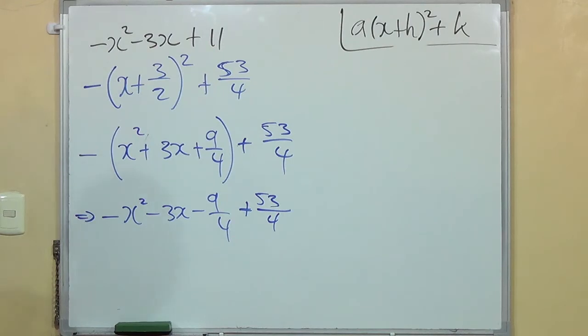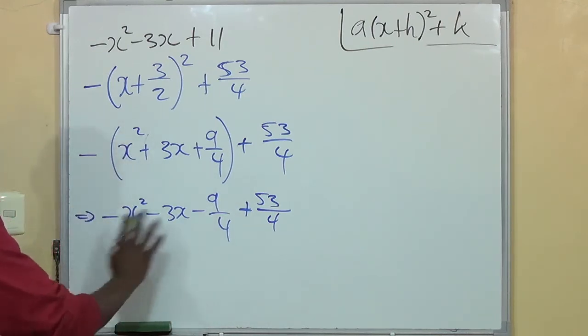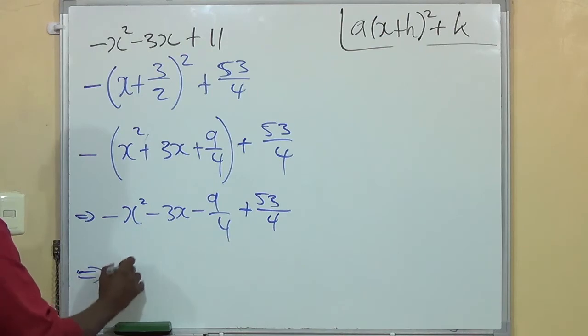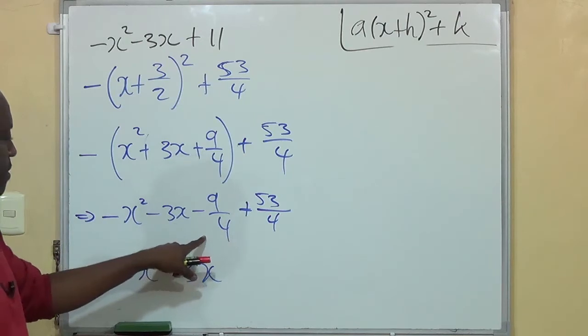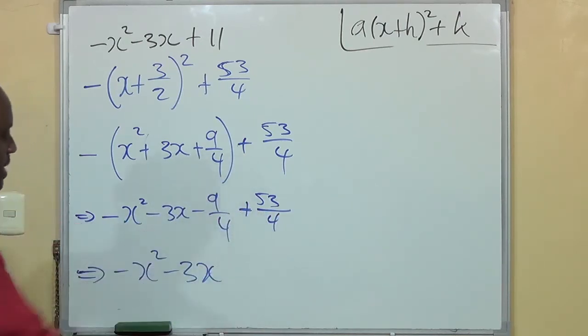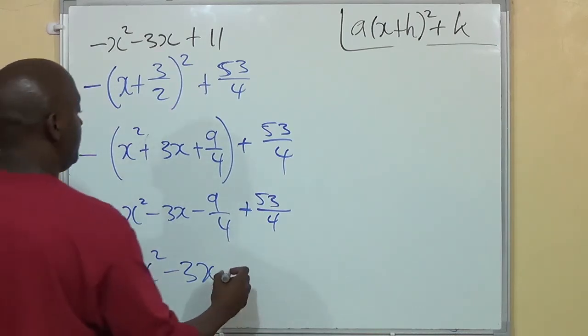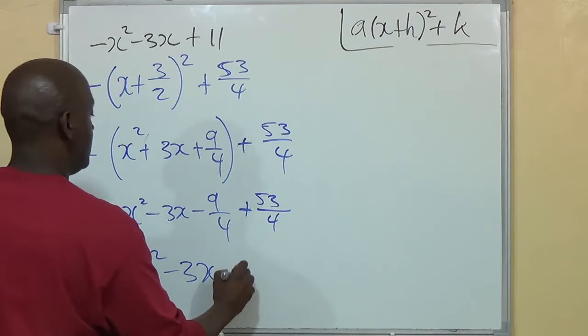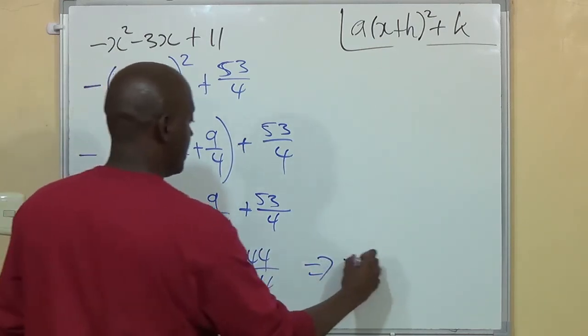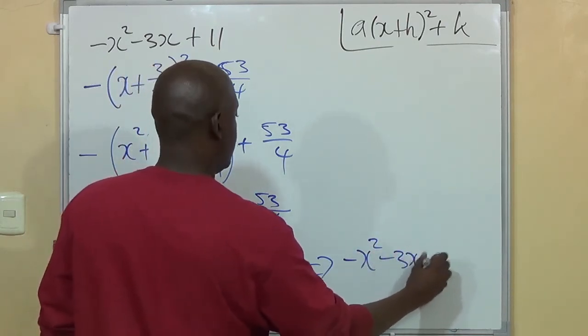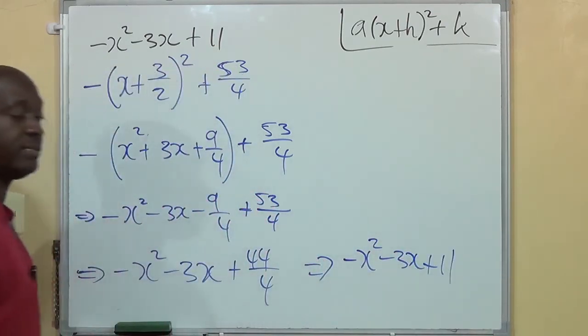So just be careful with your signs. Something as simple as writing the question out wrong could throw you off, as you would have seen just now. Then of course we would get minus x squared minus 3x minus 9 over 4 plus 53 over 4, which is the same thing as minus 9 plus 53 all over 4, which is 44 over 4. And of course, we know that is the same thing as minus x squared minus 3x plus 11. And that is it.